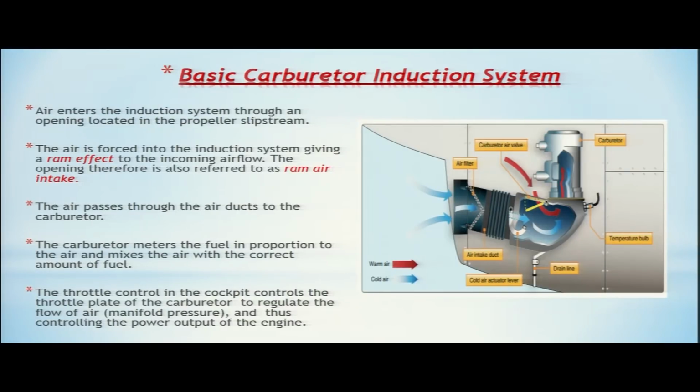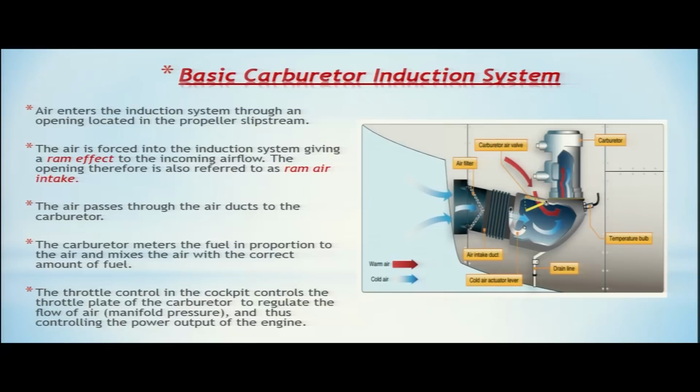We will see in the fuel system how a carburetor works, how a fuel injector works. The purpose of the carburetor is to meter the fuel in proportion to the air, and it mixes with the air and provides a combustible mixture. The throttle control in the cockpit controls the throttle plate of the carburetor to regulate the flow of air, manifold pressure, and thus controlling the power output of the engine.